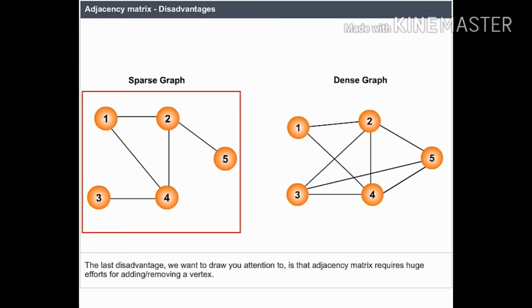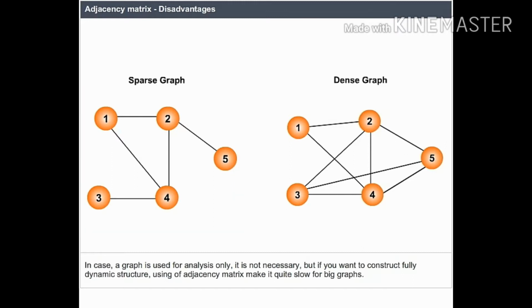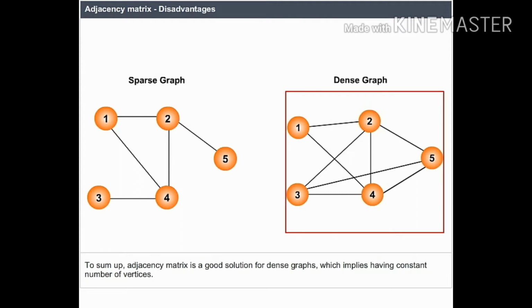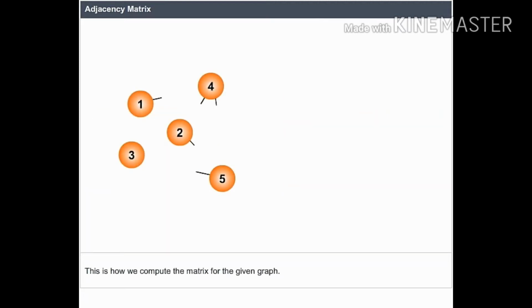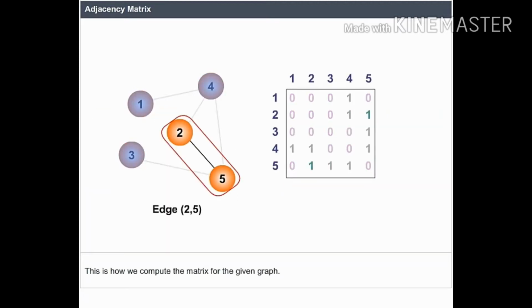The last disadvantage we want to draw your attention to is that an adjacency matrix requires huge effort for adding or removing a vertex. In case a graph is used for analysis only, this is not necessary. But if you want to construct a fully dynamic structure using an adjacency matrix, it makes it quite slow for big graphs. To sum up, adjacency matrix is a good solution for dense graphs, which implies having a constant number of vertices. This is how we compute the matrix for the given graph.